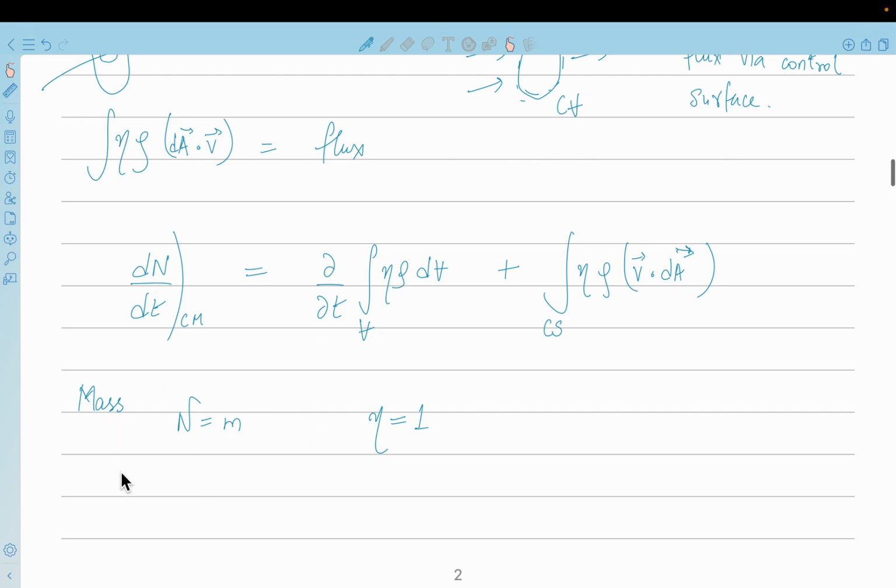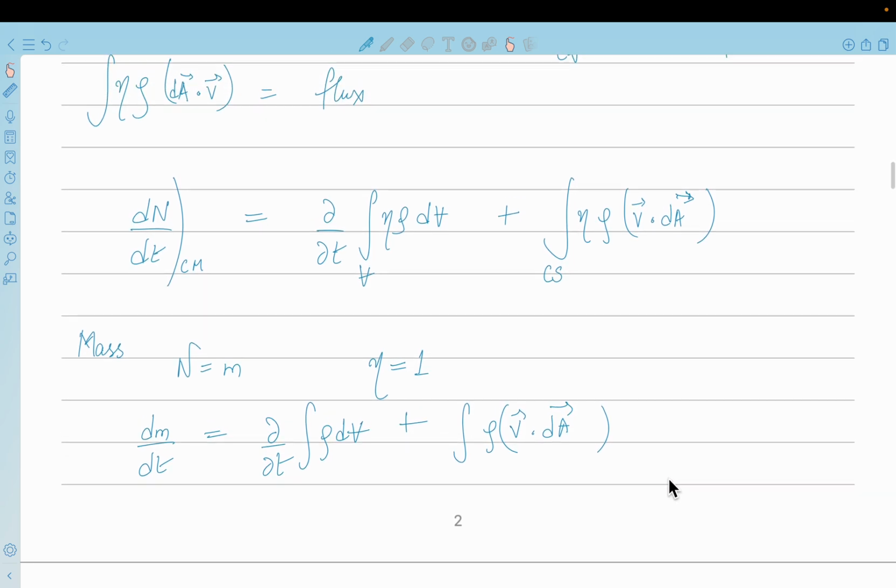If you put this in your equation, what do you get? You get dm/dt is equal to ∂/∂t of the integral of rho dV plus the integral of rho V dot dA. Isn't this your continuity equation? Yeah, this is something you are familiar with.